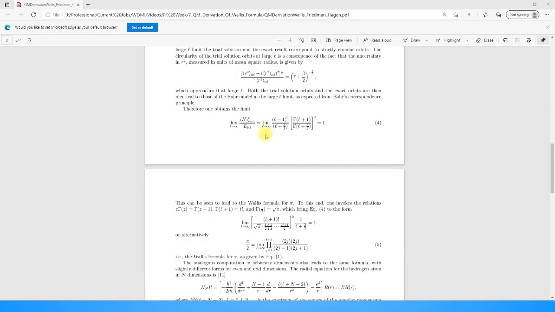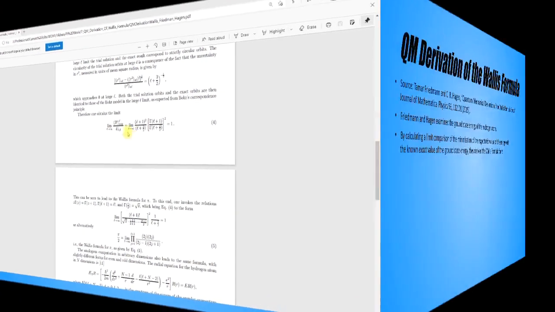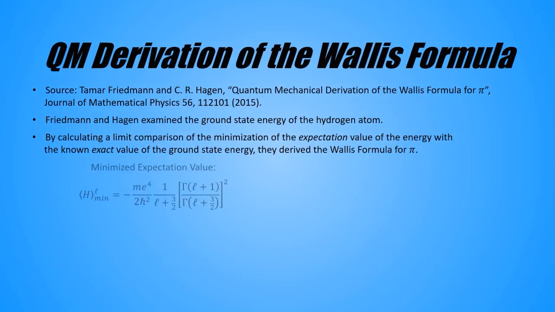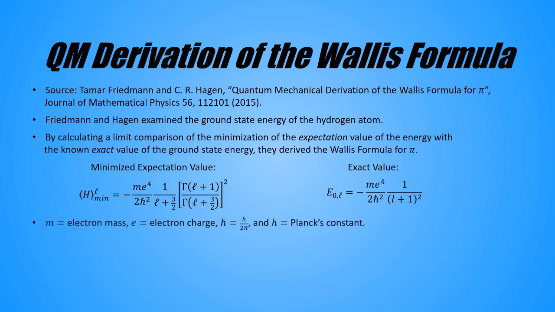And this is where we're going to start looking closely at the derivation. So from the paper, here's the minimized expectation value of the energy, and here's the exact value of the minimal energy state, aka the ground state. In these formulas, m is the electron mass, E is the electron charge, and h bar equals h over 2 pi, and h is Planck's constant.